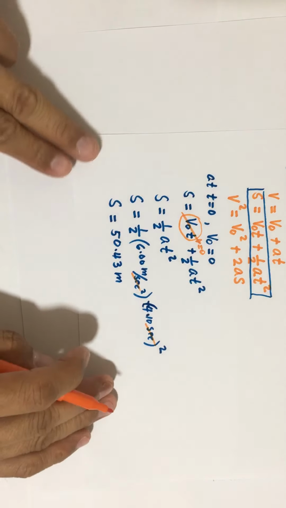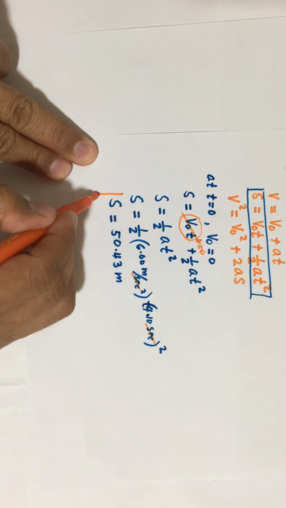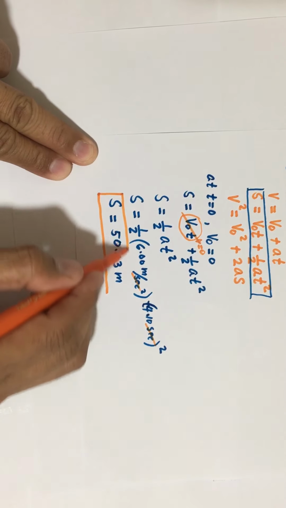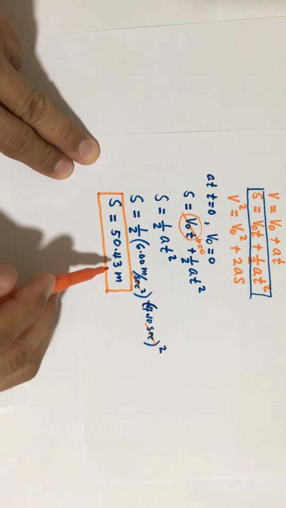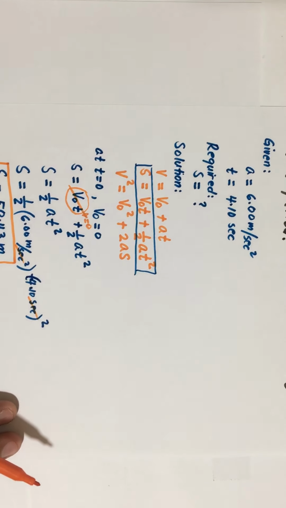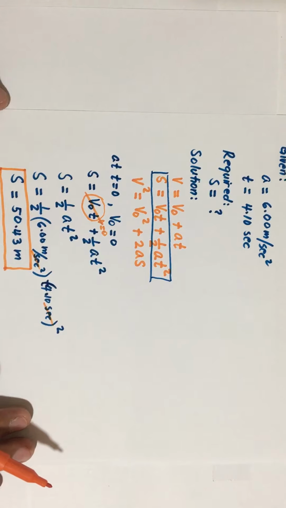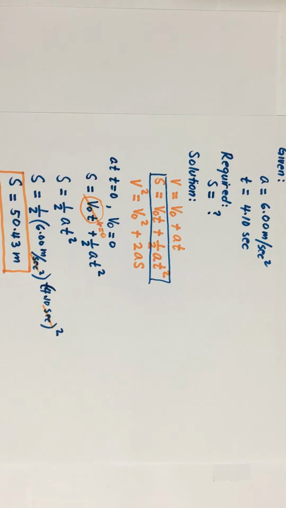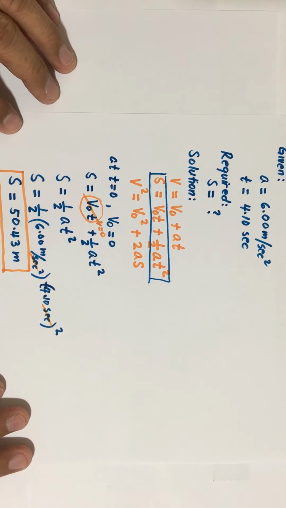So S, that is the displacement that is being asked in the problem, is equal to 50.43 meters. Okay, so that's it. That's how simple it is to solve the problem. Anyway, this is just a recall of what we have learned in physics.